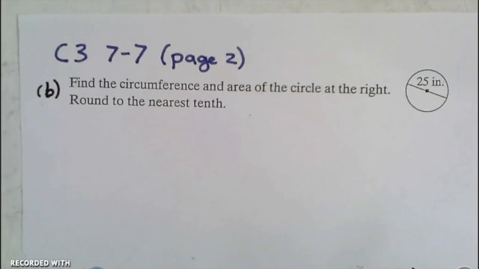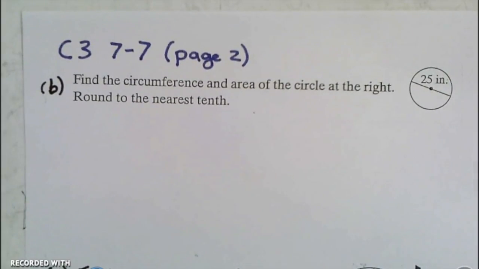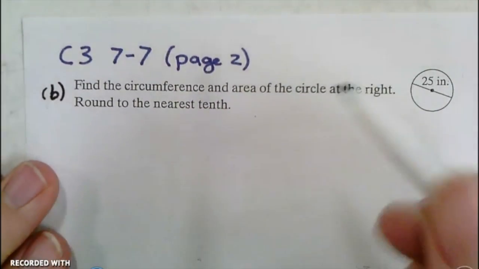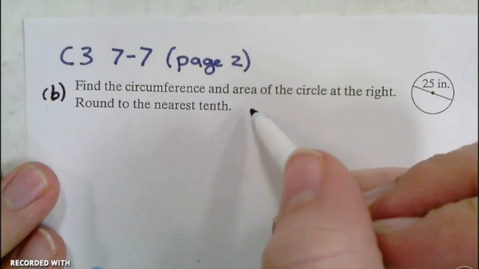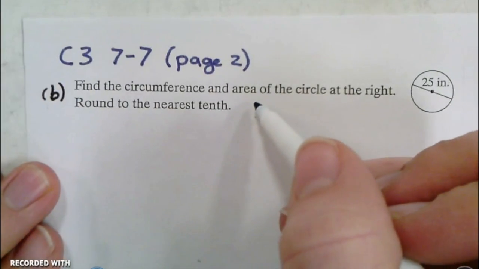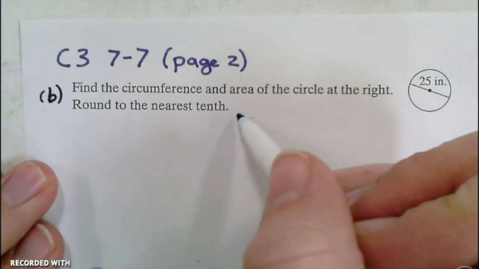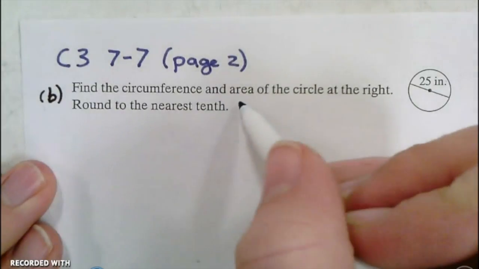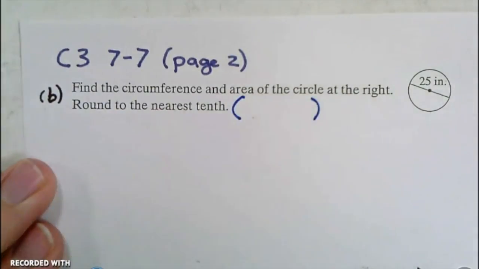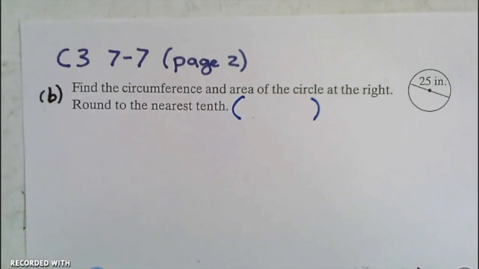All right, go to the second page and do this example. Find the circumference and area of the circle at the right. Round to the nearest tenth. Okay? And I don't care whether or not you use a calculator for pi or if you use 3.14, but I want you to write what you did up here. Either that you used a calculator or that you used 3.14 for pi.